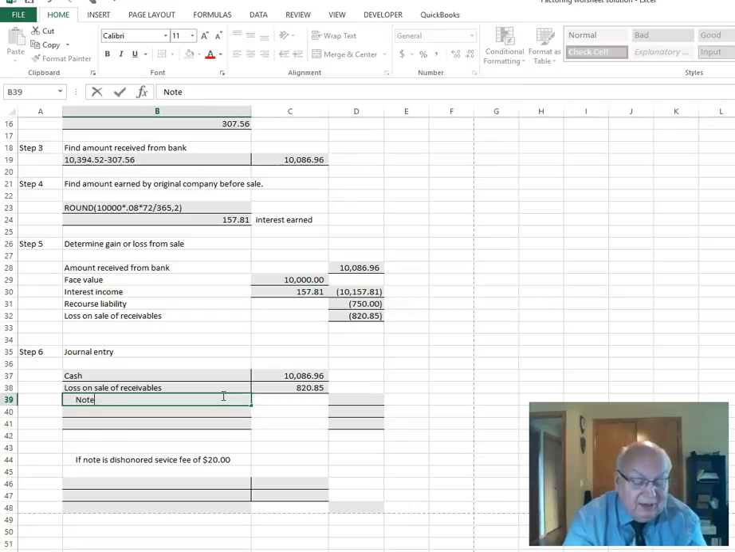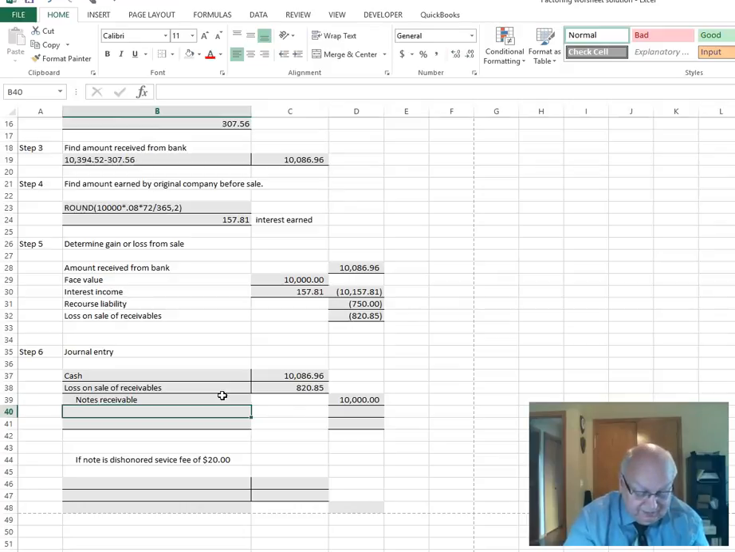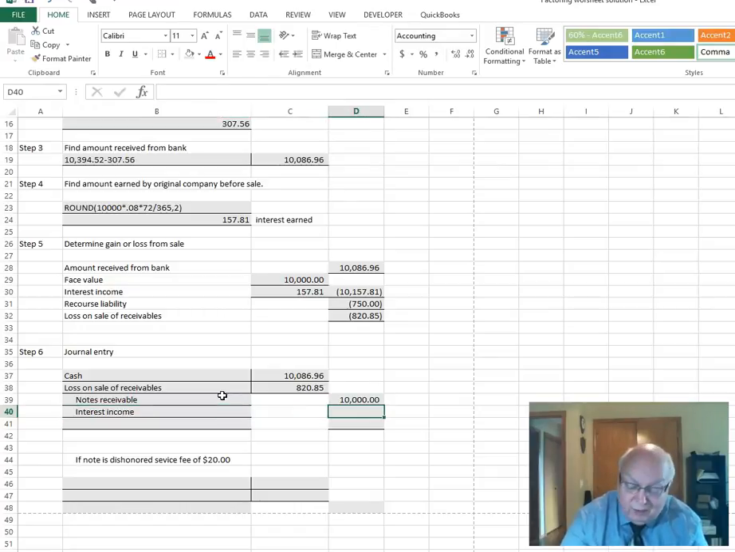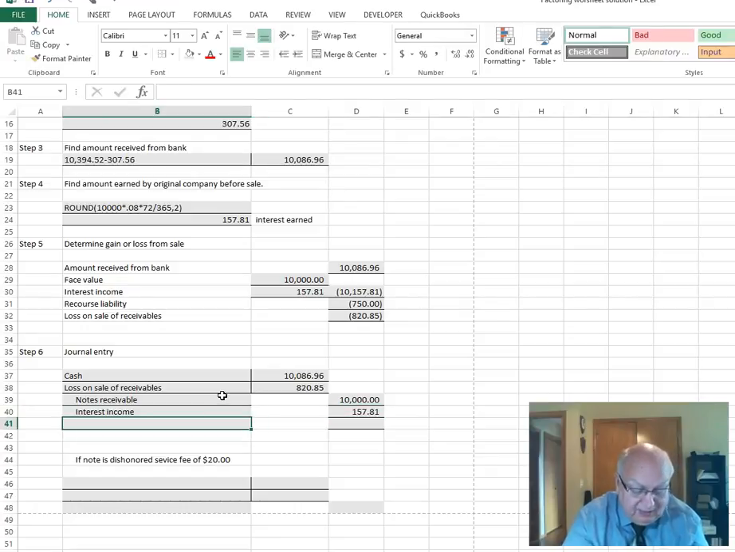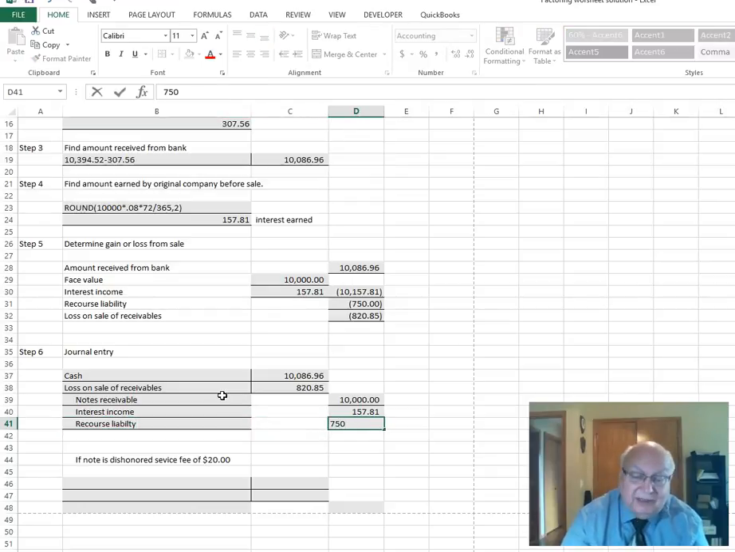Then you credit the notes receivable. That's for the face value of $10,000. You have the interest income. This is the amount that you made while you held it, which is $157.81. And then you have recourse liability. This is in case they don't pay, and that's for the $750.